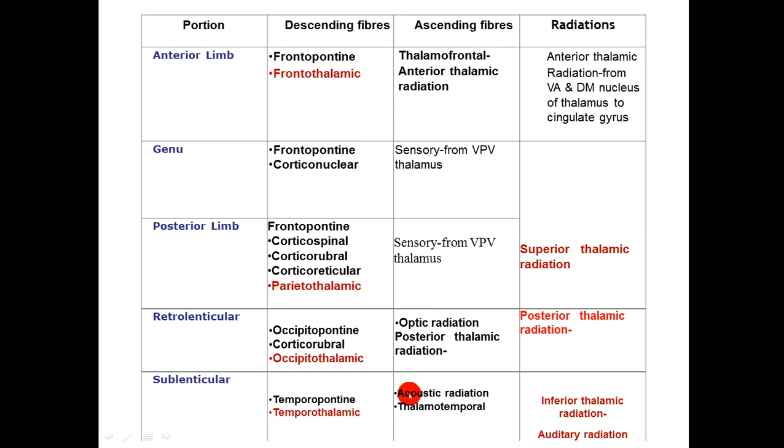To repeat, the anterior limb descending fibers, frontopontine mainly, the ascending fibers anterior thalamic radiation. In the genu we have frontopontine fibers descending, the superior thalamic radiation ascending. In the posterior limb we have the frontopontine, the corticospinal, the corticorubral and the corticoreticular fibers, and the ascending fibers are the superior thalamic radiation. Retrolentiform part, descending fibers are the occipitopontine fibers mainly, and the ascending fiber is the posterior thalamic radiation, otherwise optic radiation. In the sublentiform part, we have descending fibers, temporopontine fibers, ascending is the auditory radiation.